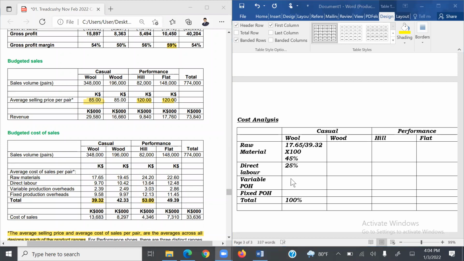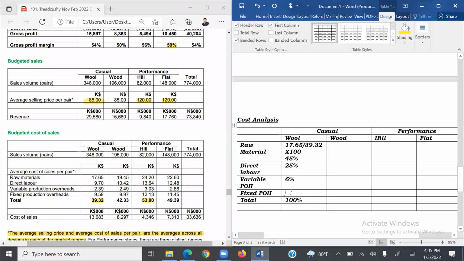Yes. Can we do it for the variable production overhead as well? So how much does the variable production overhead contribute in this range, students? Waiting for your response, students. Please, can you tell me how much that contributes? 6%. Excellent. So I will put that.